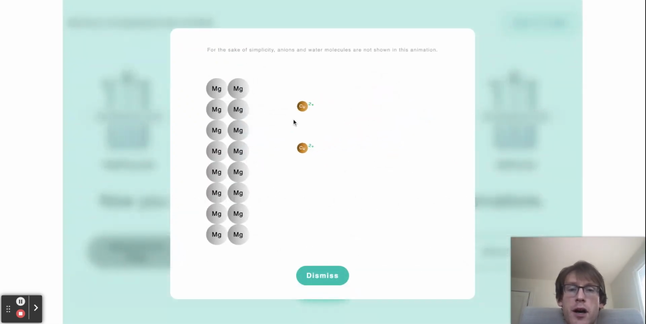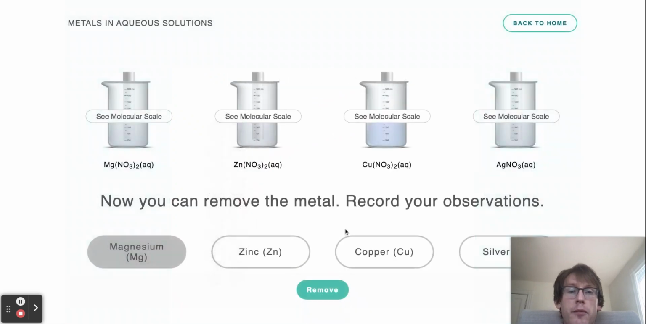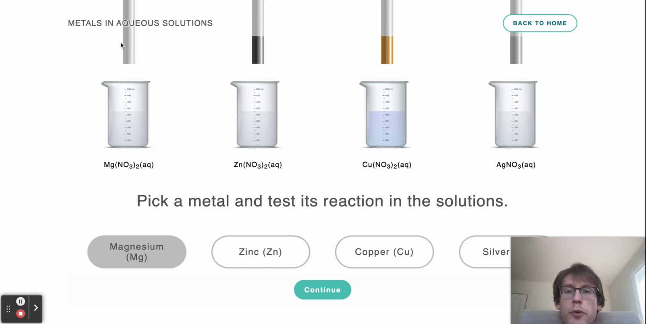Similarly, if we have copper 2 ions and copper 2 nitrate, they will approach the magnesium metal and undergo this electron transfer where the magnesium gives two electrons to the copper, and the copper reduces to copper metal. So what we can see as we remove the piece of metal that we inserted into each of these solutions is that, well, nothing really happened with the magnesium nitrate, but the zinc actually plated onto the surface of the magnesium. And here we have the copper plating onto the surface of the magnesium. And yes, over here as well, silver was plated onto the surface of the magnesium in that reaction.